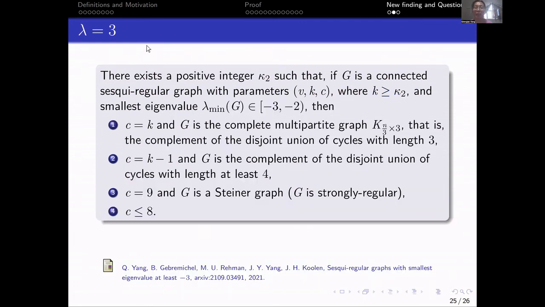So for the case lambda is 3, we give a classification of sesqui-regular graphs, and we proved that when the valency is very large, then the sesqui-regular graph is in these 3 classes, or c is at most 8. It's better than the previous result. This is the classification we did for the sesqui-regular graphs, and we put this paper on arXiv, and now this paper is under review.